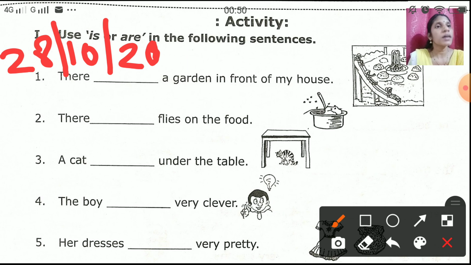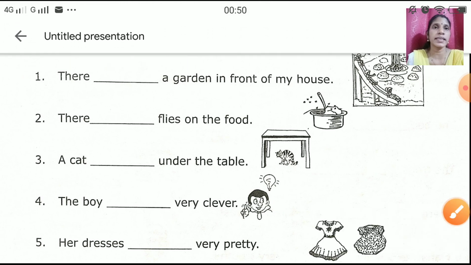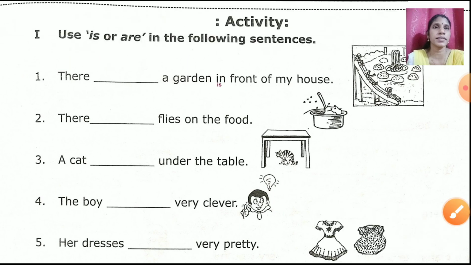When I am saying a garden, that means I am talking about one particular garden. So when we are talking about one particular garden, what are we supposed to use? Yes, we are supposed to use is. There is a garden in front of my house. Okay. Now the next one.